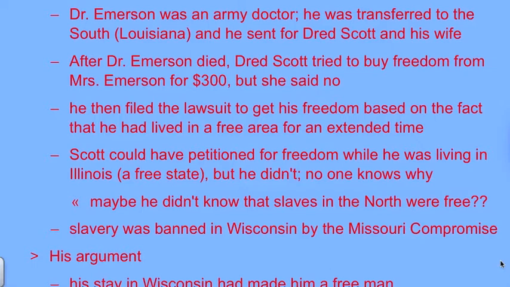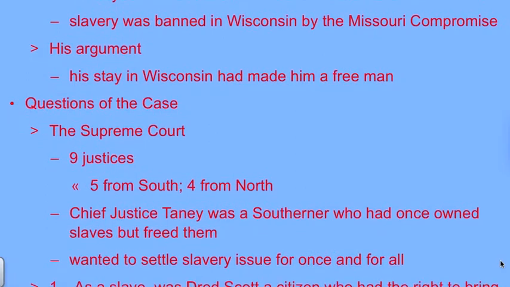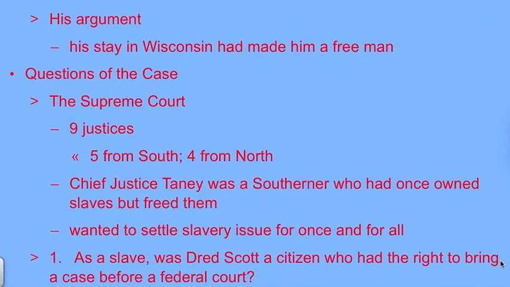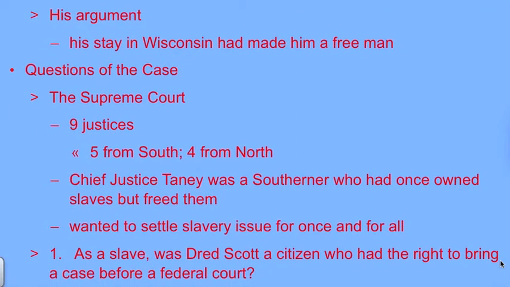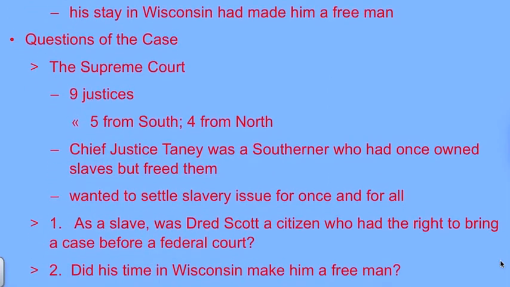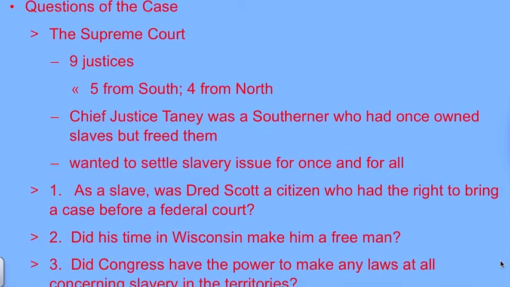He actually could have petitioned for freedom while he was living in Illinois, which was a free state, but he didn't. No one knows why. It was probably because he didn't know that slaves in the North were free, or maybe he didn't realize that he had an option to go to court. So he goes to the Supreme Court. What was his argument? His argument was that his stay in Wisconsin, which was a free state, had made him a free man.